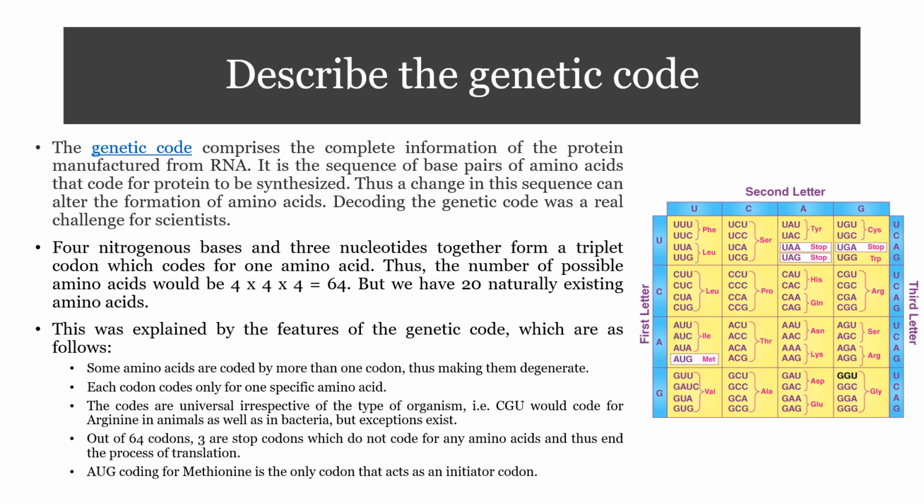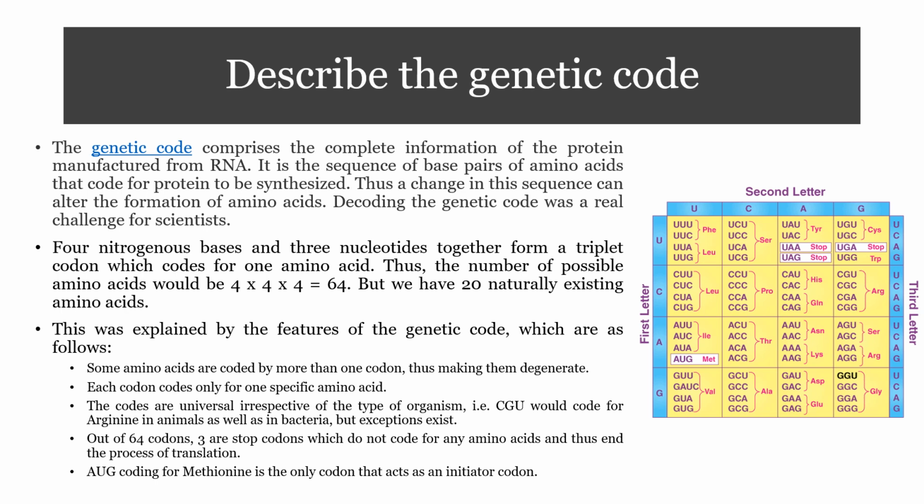Then we have the genetic code. The genetic code comprises the complete information of protein manufactured from the RNA. It is the sequence of base pairs that codes for the amino acids of the protein to be synthesized. Thus, a change in the sequence can alter the formation of amino acids. Decoding the genetic code was a real challenge for scientists.